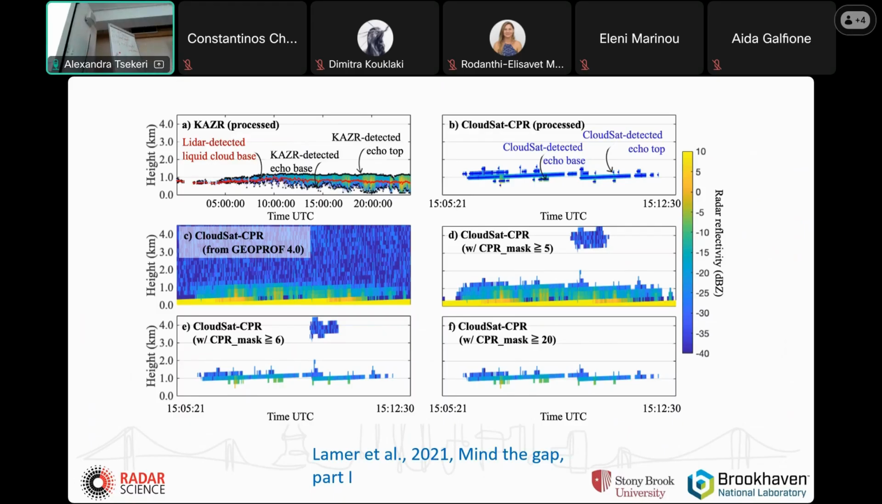When you have a ground-based system like a radar, the vertical resolution could be 30 meters. 30 meters is high resolution. What's the resolution of EarthCARE?